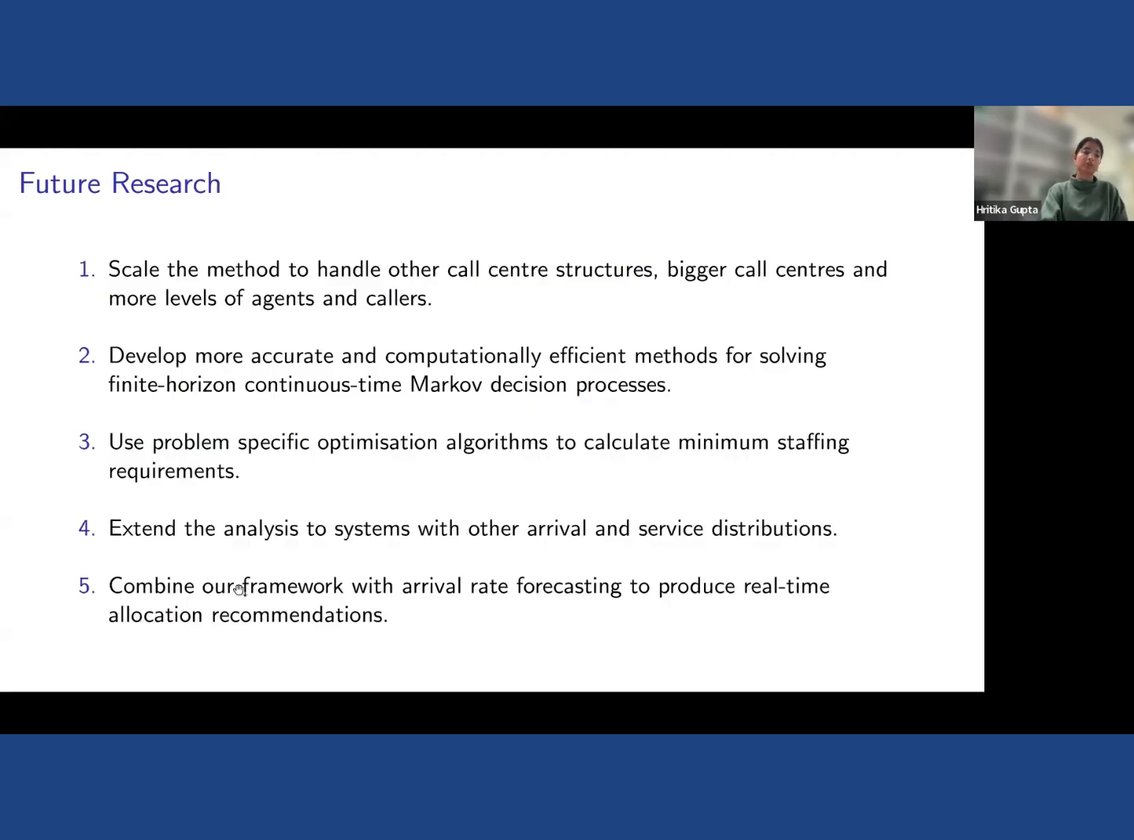And the last one is to combine our framework with arrival rate forecasting to produce real-time allocation recommendations. So something with machine learning where you can have an online learning system in the call center where it learns in real time.